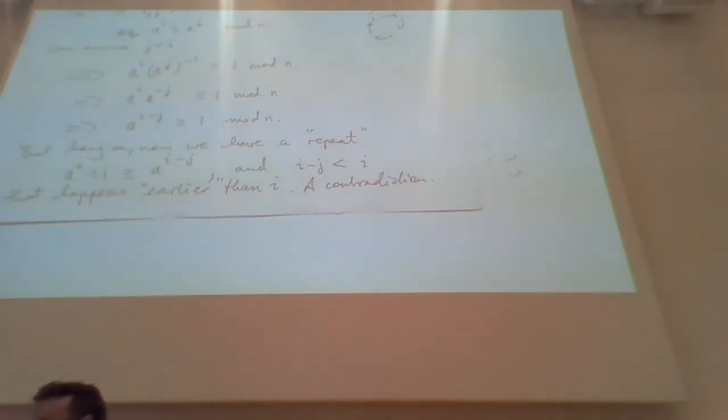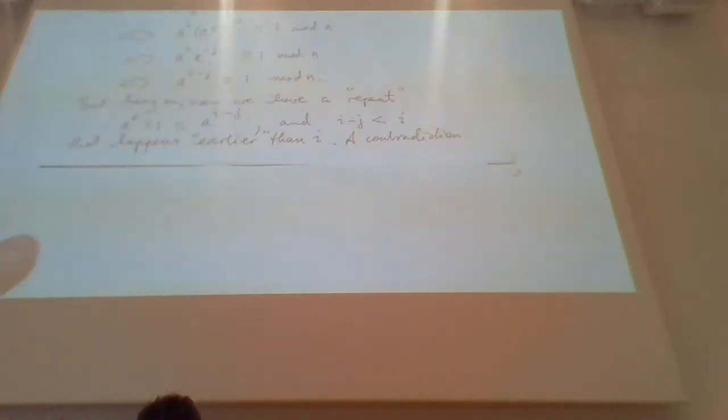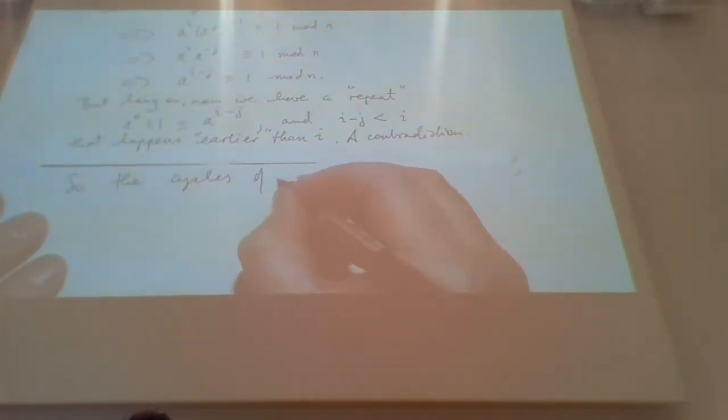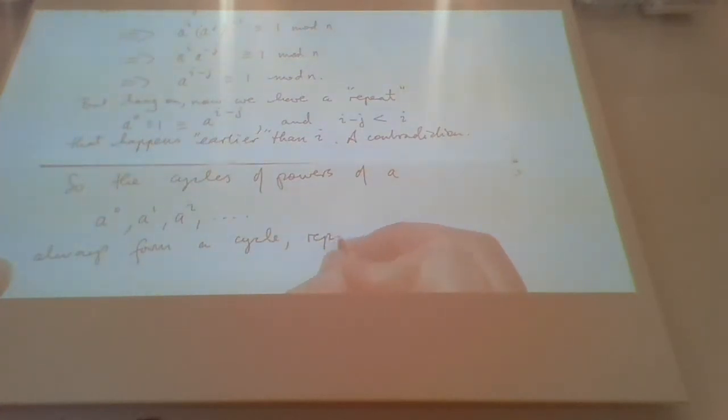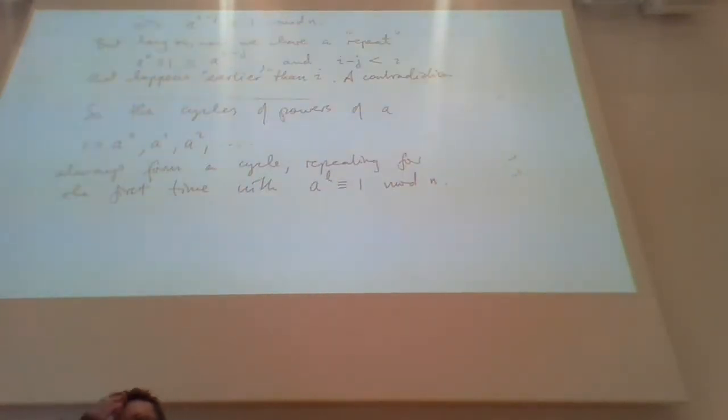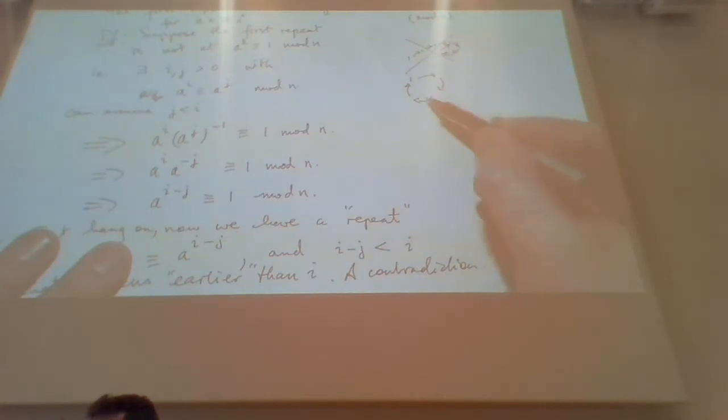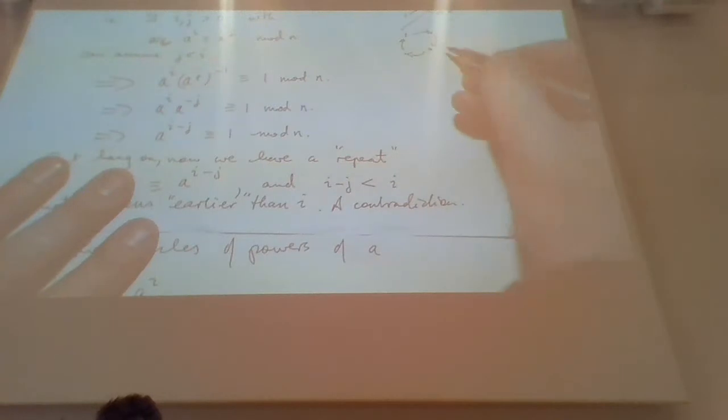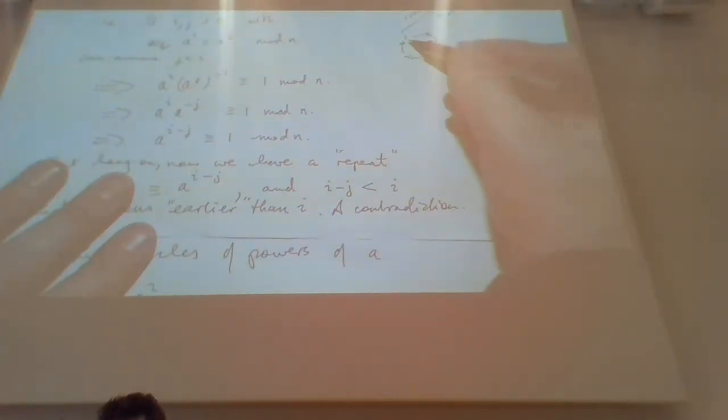So the cycles of powers of a, which is a to the 0, a to the 1, a squared, etc., always form a cycle, repeating for the first time with a to the L being congruent to 1 mod n, back at the beginning. So a to the 0 is 1. This L is called a cycle length, for the moment, we'll refer to it as that. It's the number of steps around this cycle of values you take. Here we're depicting one with a cycle length of 4. a to the power of 4 is back to 1 in this picture: a to the 0, a to the 1, a squared, a cubed, a to the 4.